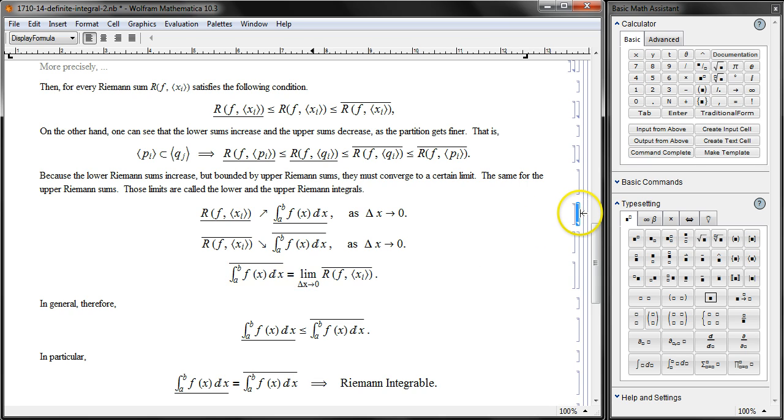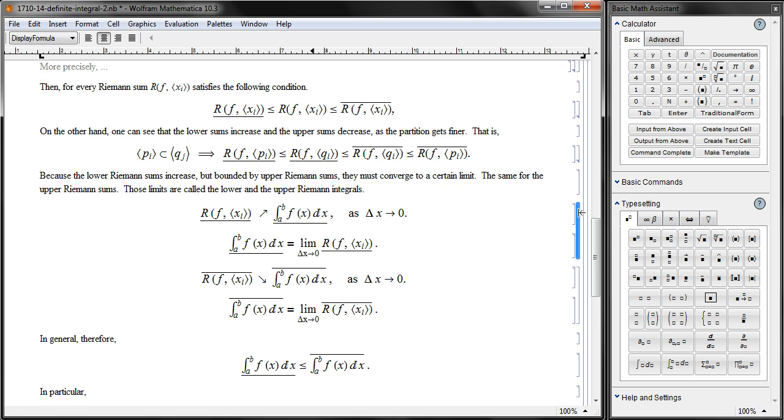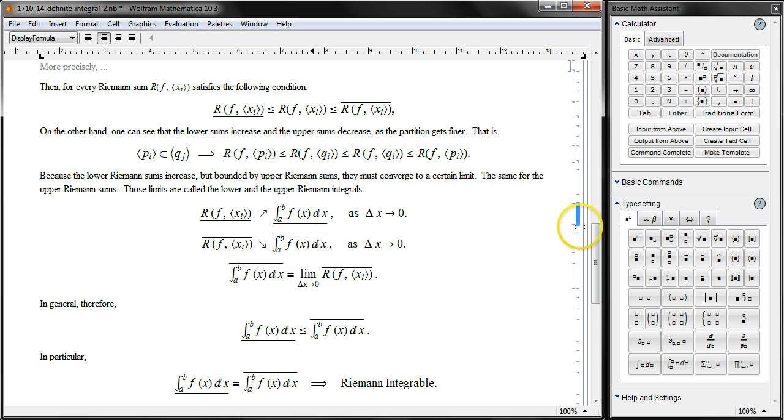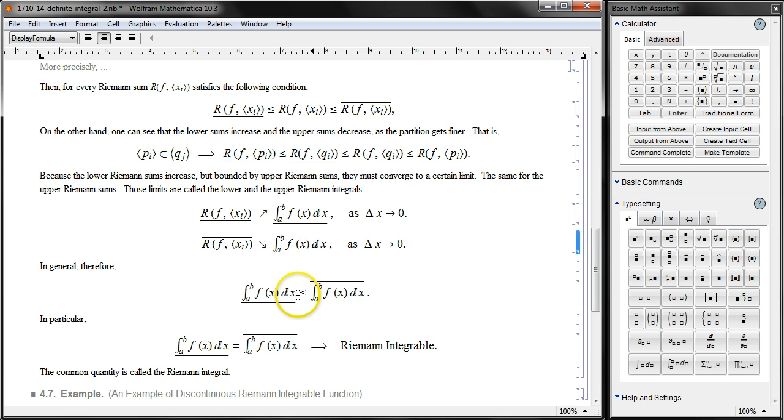Same thing goes for lower Riemann sums. They have to increase, and they're not allowed to come back down: increase, increase, increase. But it cannot go all the way up to positive infinity because lower Riemann sums cannot reach upper Riemann sums. They are, after all, underestimations, so they have to stop somewhere. And where do they stop? Those are called the lower Riemann integral and the upper Riemann integral.